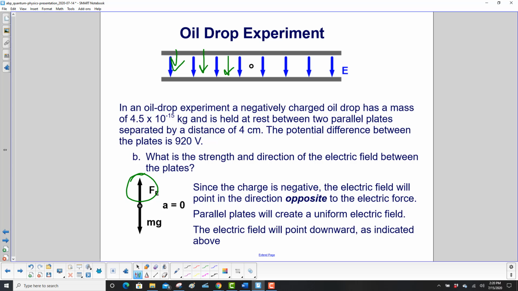A nice way to remember that too: if this is an electron, which it is, and we need a force pulling it up, what kind of charges do you need up here? You need positive charges to attract it, which means you'll have negative down here to repel it, and the electric field goes from positive to negative. That's a nice way to remember it also. Parallel plates create a uniform electric field, which is why we have those arrows all the same size, all the same direction, and spaced equally from each other.